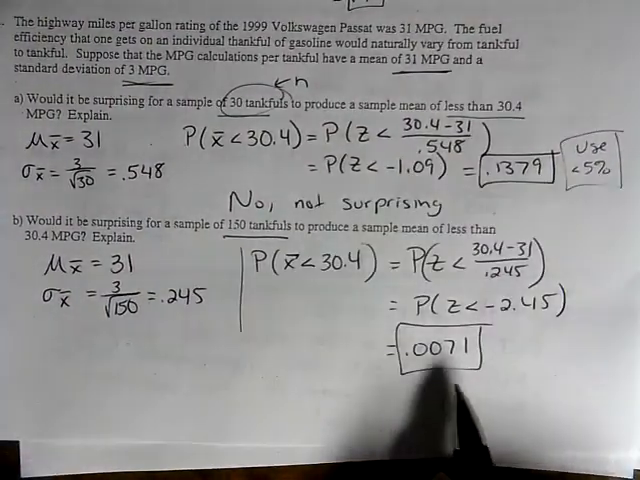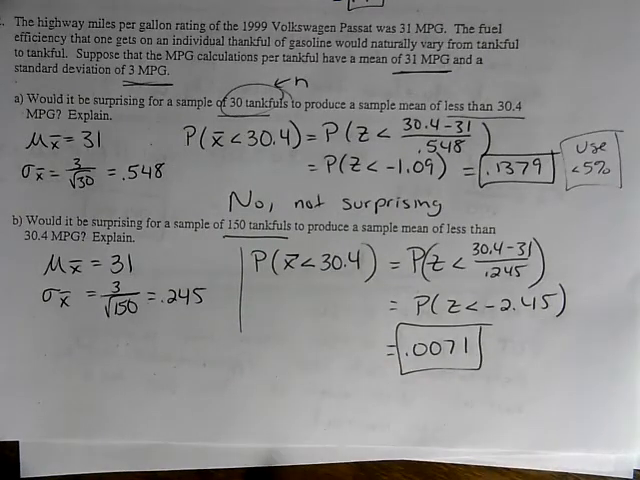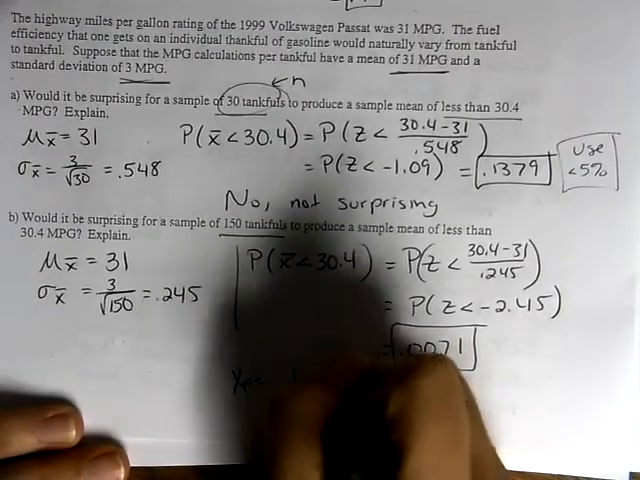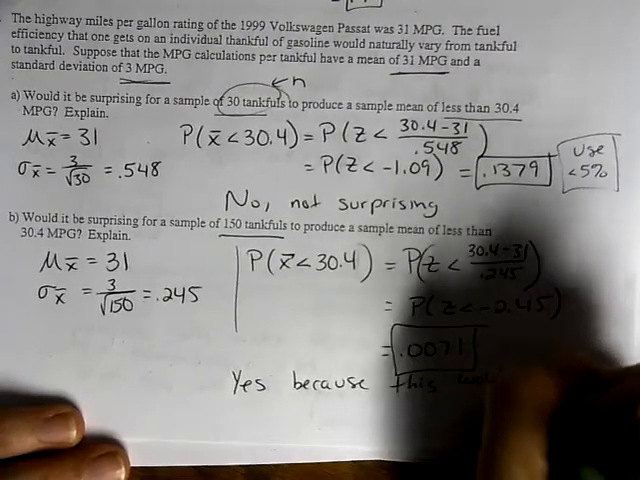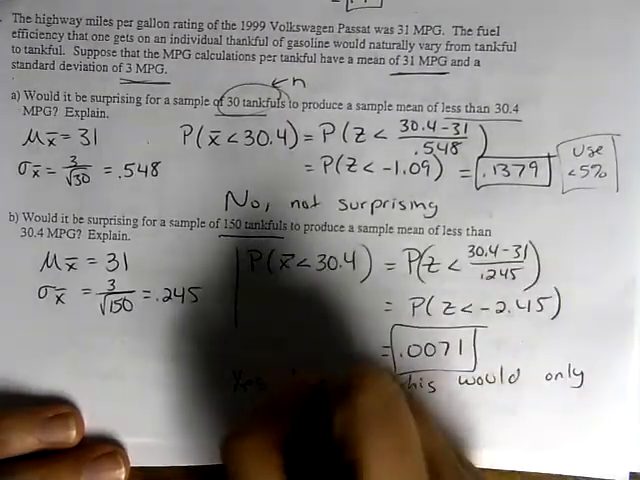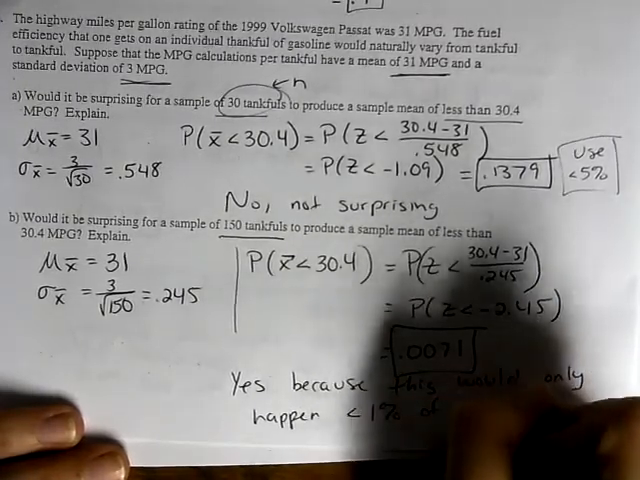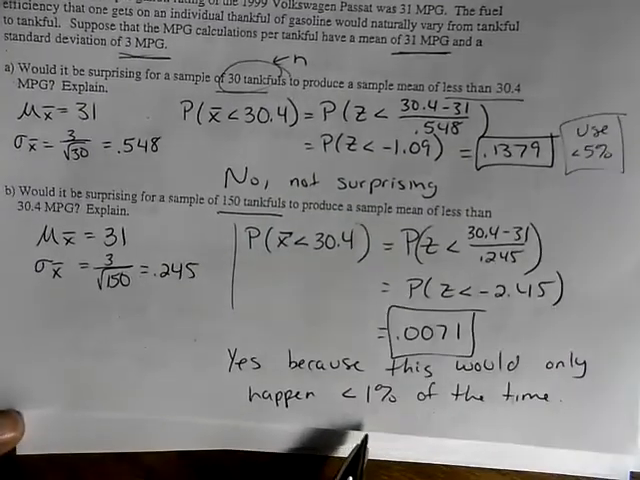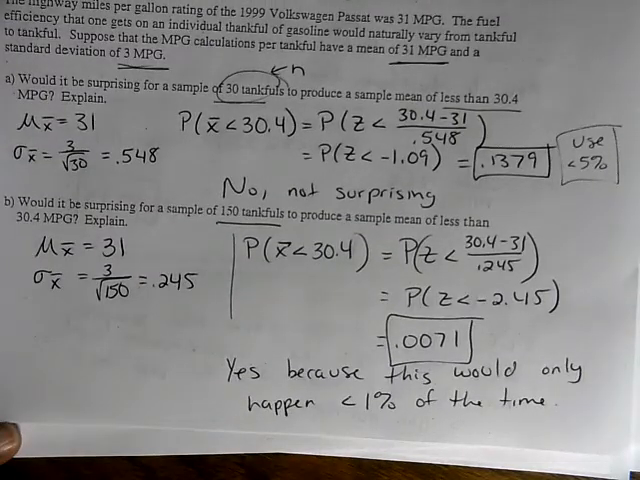So now, if it's only supposed to happen 0.7% of the time, and it happened in our sample, we're assuming we did everything right. So we say yes, because this would only happen less than 1% of the time. And you sort of assume you did everything right. So if it's only supposed to show up less than 1% of the time and it shows up, maybe something's wrong with their calculations.